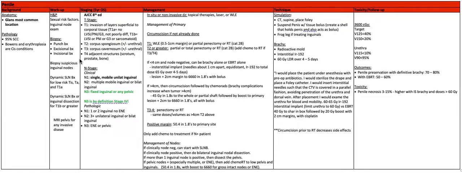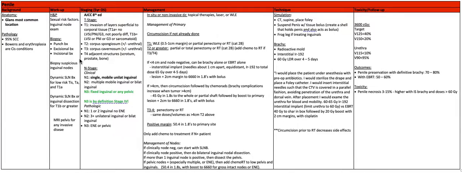Management of nodes: if clinically node negative, you can start with sentinel node biopsy. If clinically node positive, then you do a bilateral inguinal nodal dissection. If more than one inguinal node is positive, then you dissect the pelvic nodes. If the pelvic nodes are positive, especially if there are multiple pelvic nodes or ENE, then you add chemoRT to the low pelvis and inguinals. You do 50.4 at 1.8 gray per fraction with a boost to 66 gray for gross intact nodes or extranodal extension.